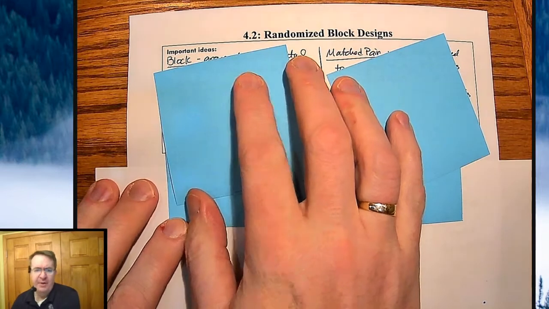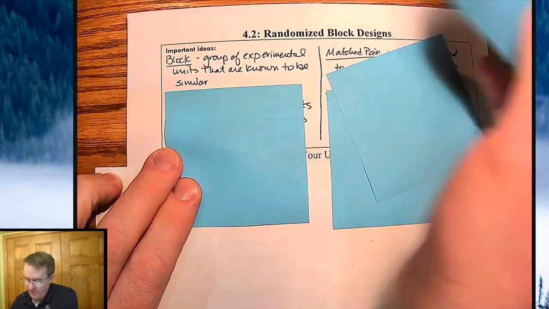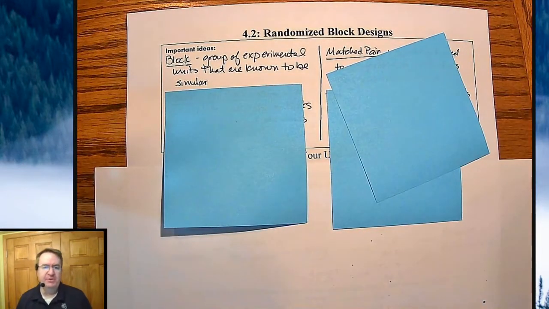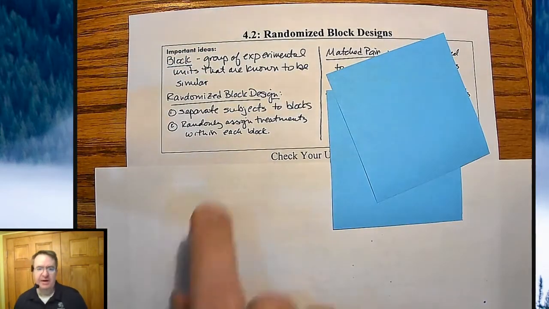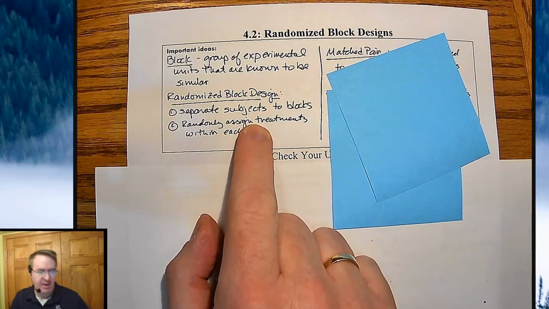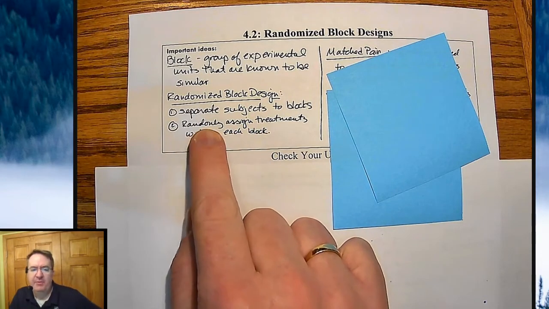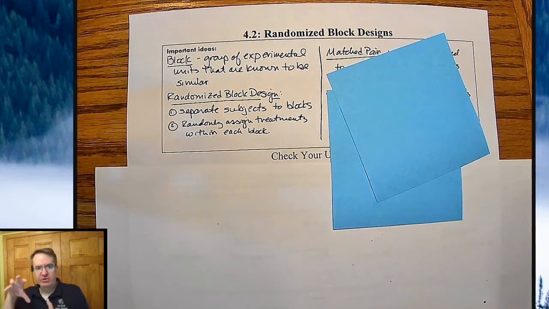So for block, excuse me, the group of experimental units are known to have some sort of similar characteristic. Okay, so each block is made up of people or things with like characteristics. And then for the randomized block design, you separate the subjects into those blocks, and then randomly assign the treatments within each of those blocks.